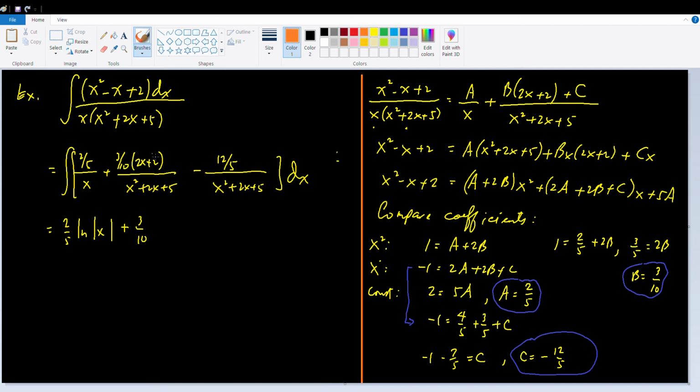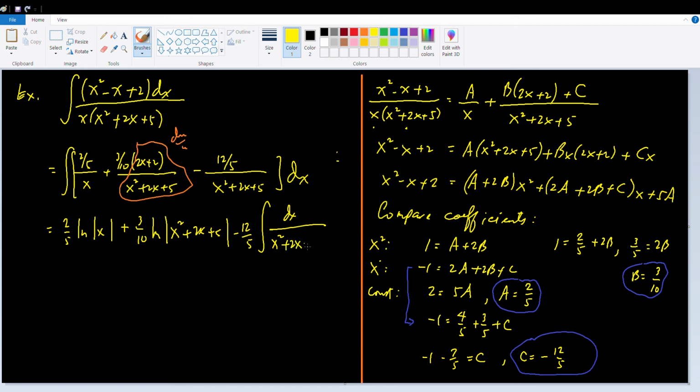Again, this part takes the form du all over u. And the answer there is ln absolute value of x squared plus 2x plus 5 minus 12 over 5. Let us now integrate this dx over x squared plus 2x plus 5. We shall write this as x squared plus 2x plus 1 plus 4.